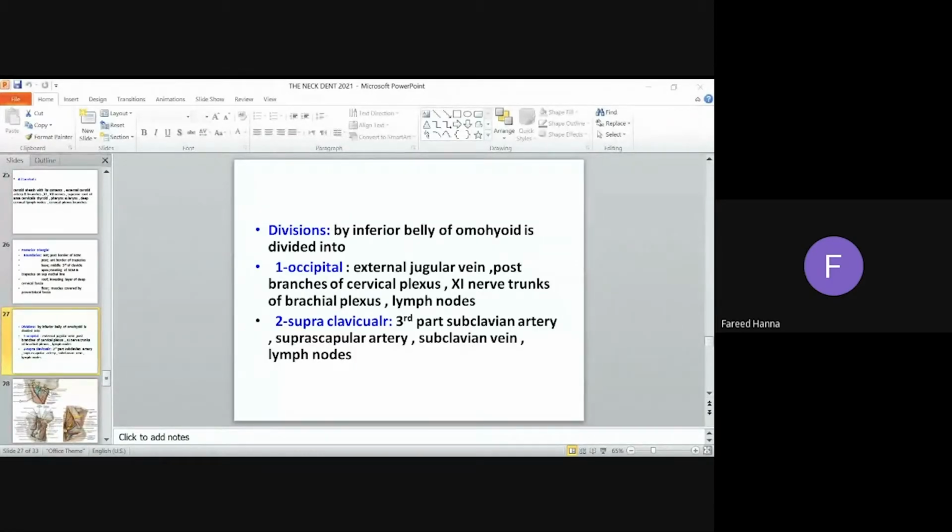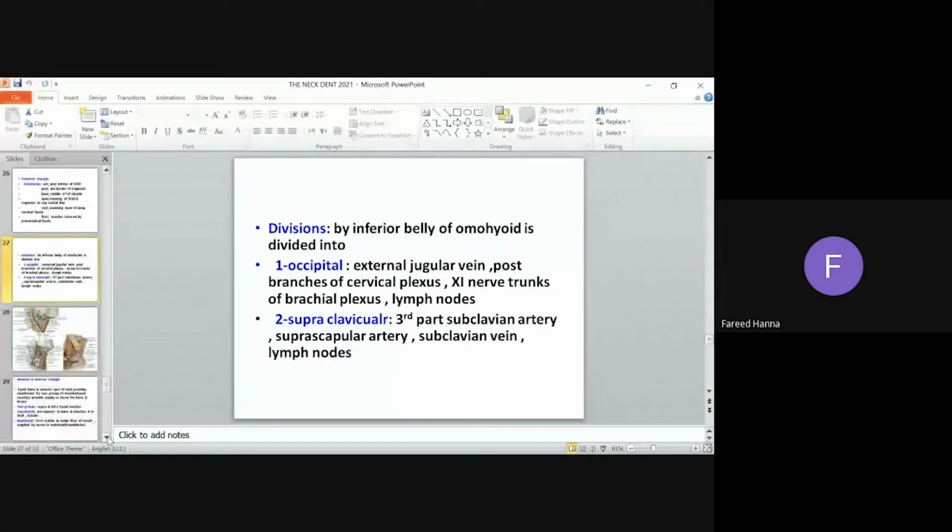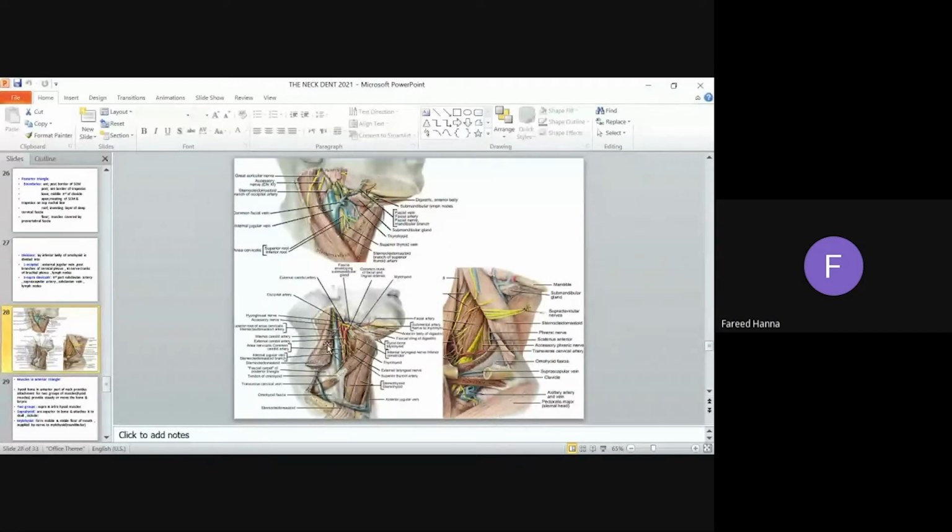The supraclavicular triangle, the smaller of the two, is bounded by the lower portion of the posterior border of sternocleidomastoid, the inferior belly of omohyoid, and the superior border of the middle third of the clavicle. This contains the third part of the subclavian artery, suprascapular artery, subclavian vein, and lymph nodes. Here is the posterior triangle on this slide.